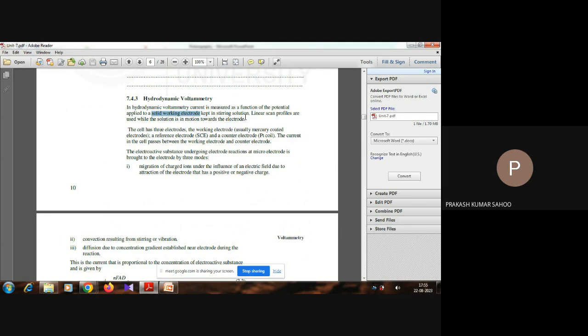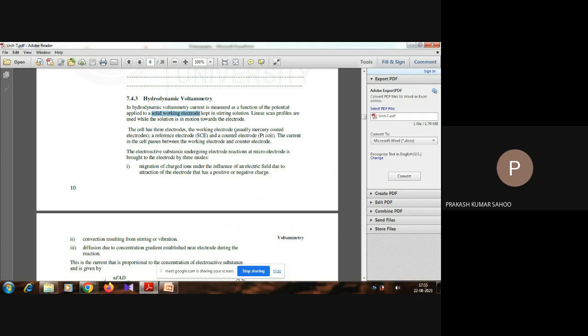That means here what happens? One extra mechanical stirrer is there, which generates a motion or dynamics in the electrode. So this is known as hydrodynamic. So linear scan profiles are used while the solution is in motion towards the electrode. There are three cells generally used in hydrodynamic.